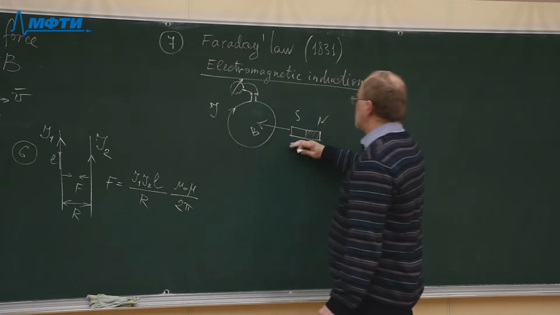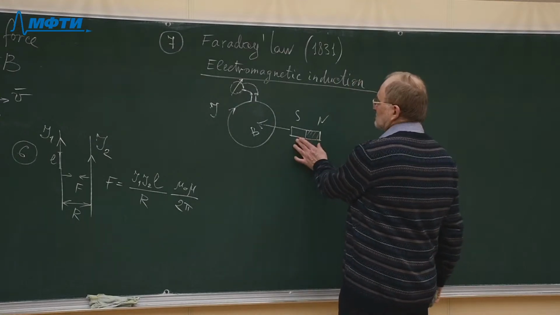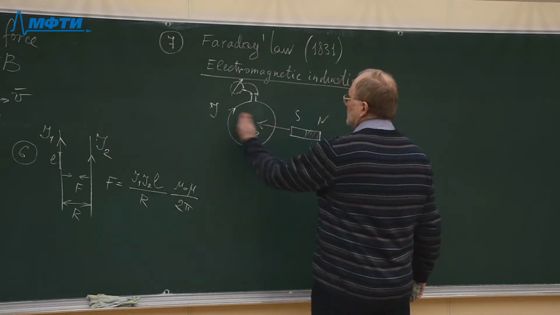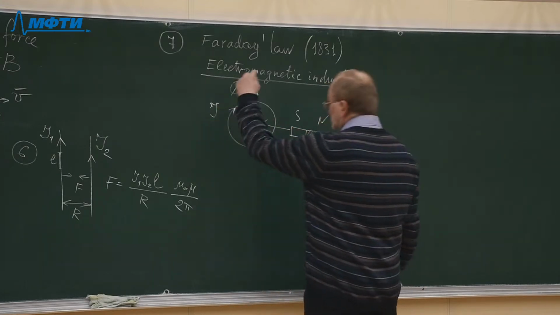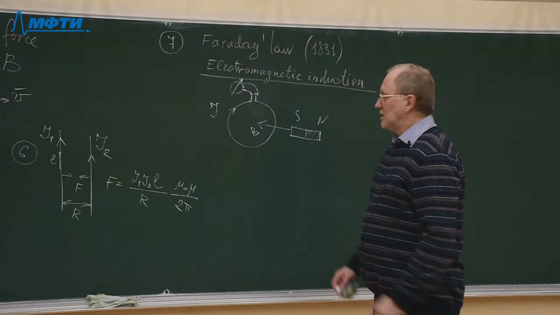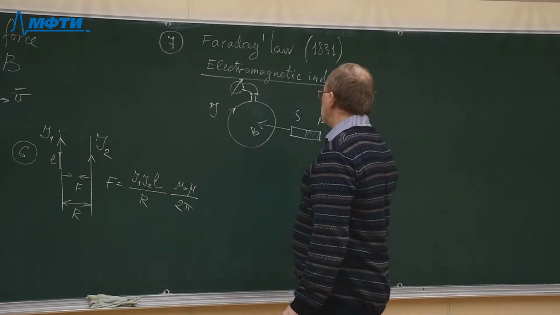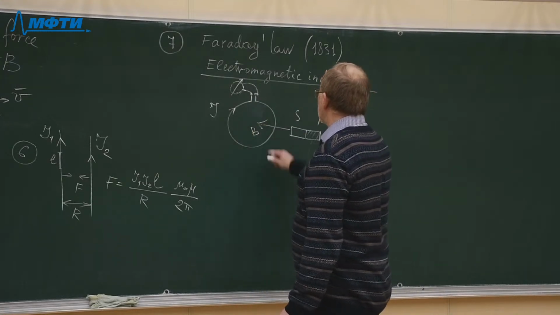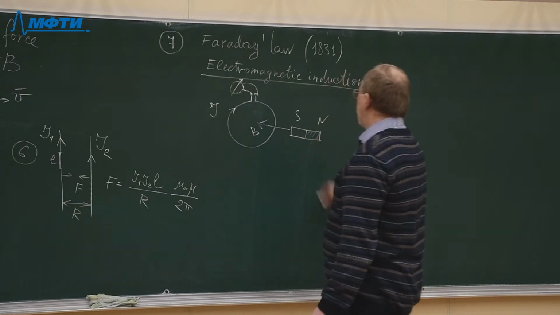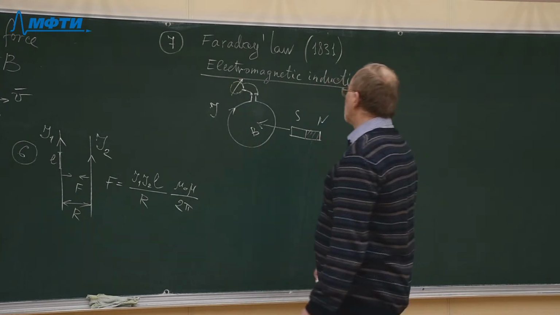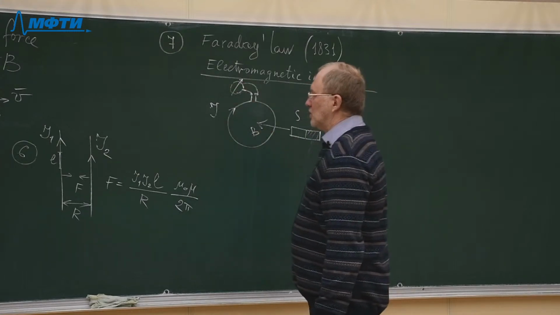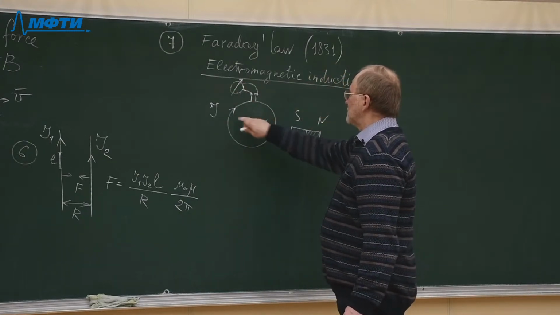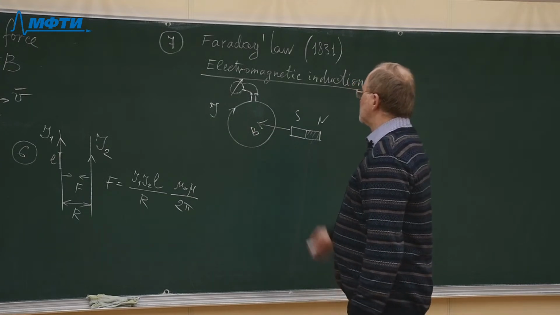Again, if we fix the magnet and move the loop, then the magnetic field going through the loop will change and the current will be the same, no matter what is moving, whether the loop is moving or the bar magnet is moving. In any way the current will flow here on condition that the magnetic field in the plane of the loop is changing.